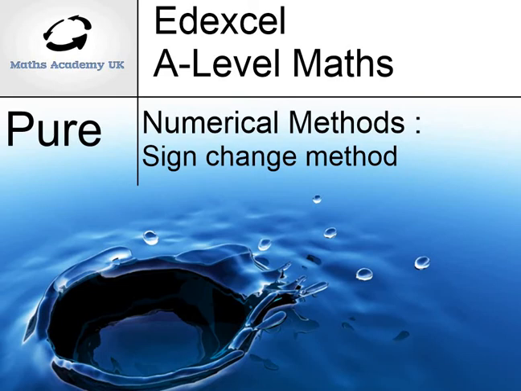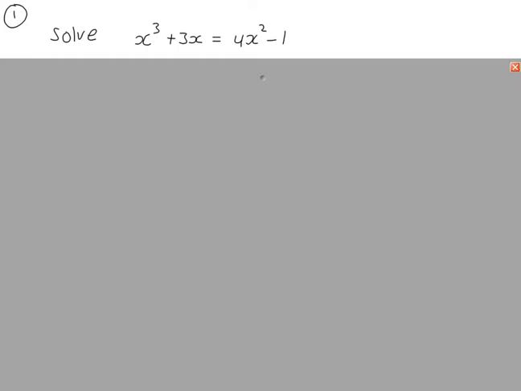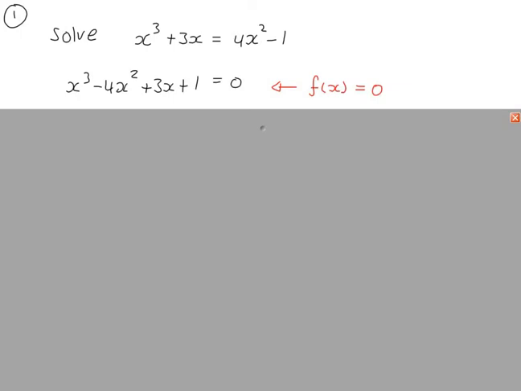Numerical methods, the sign change method. Example 1. So we want to solve this equation, but not using an algebraic method, but using the sign change method as the first step. So we take all the terms to one side, so we have f of x equals 0, and this is our function of x here, equals 0.